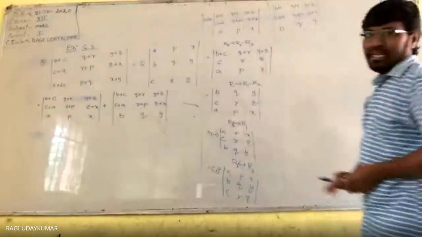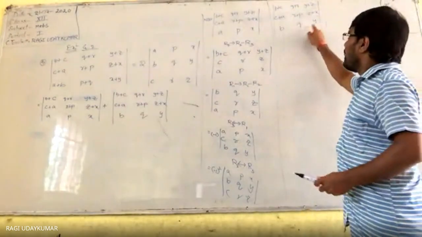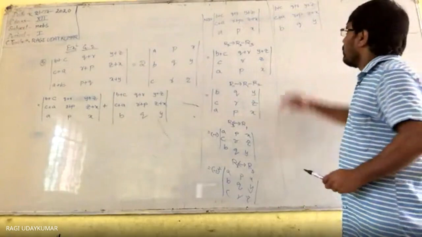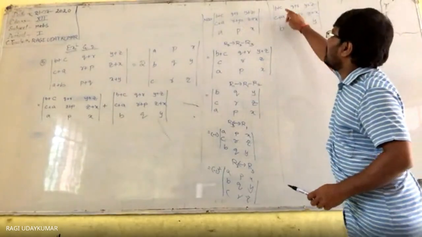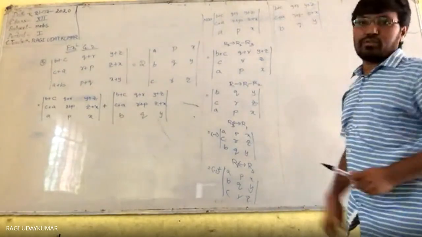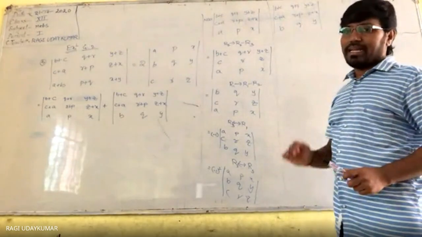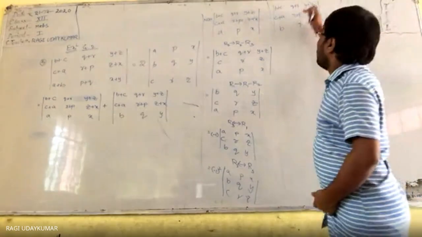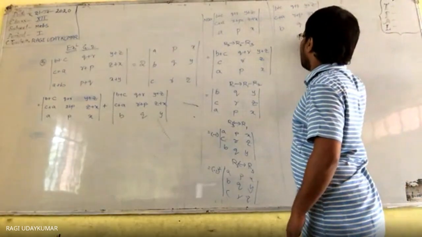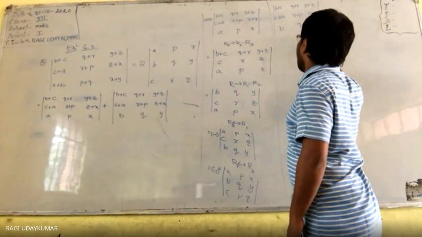Same logic you apply. Here a single element is there. Wherever we are having B, from this you subtract this one. From this you subtract this one. R1 minus R3. So what do you get here? R1 tends to R1 minus R3.